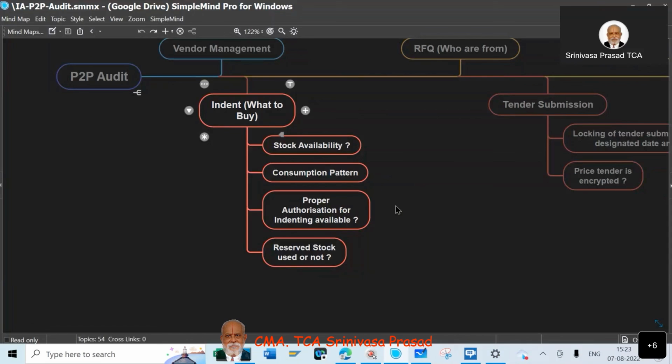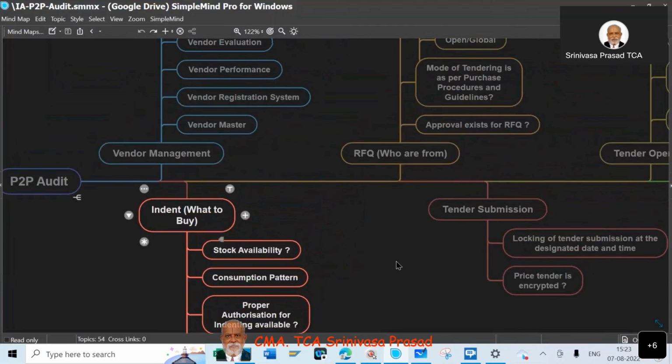And then there are a lot of other things on proper authorization, indenting, and whether reserve stock is being used or not. Right. Any other point from anyone before we proceed? Anything? Or can we proceed?